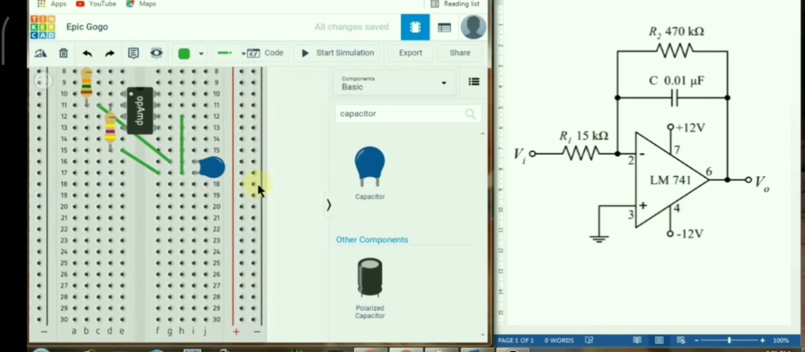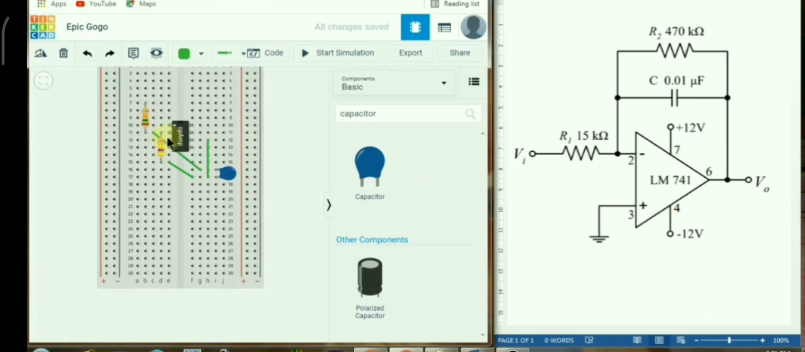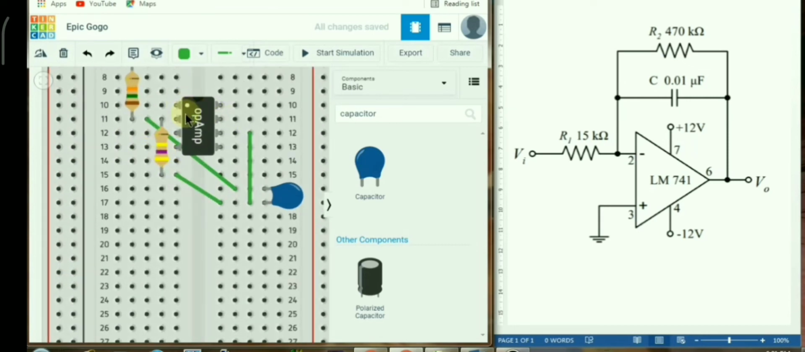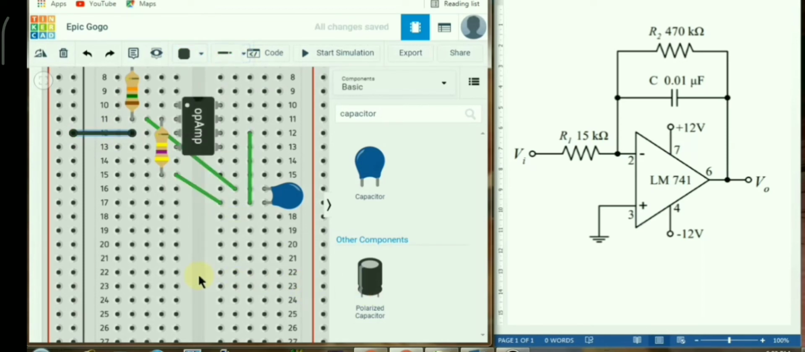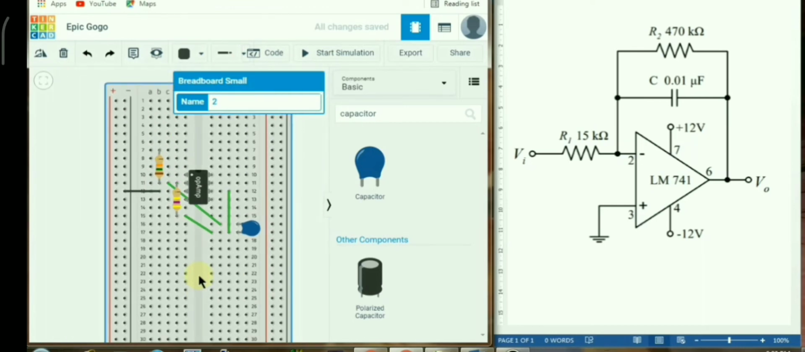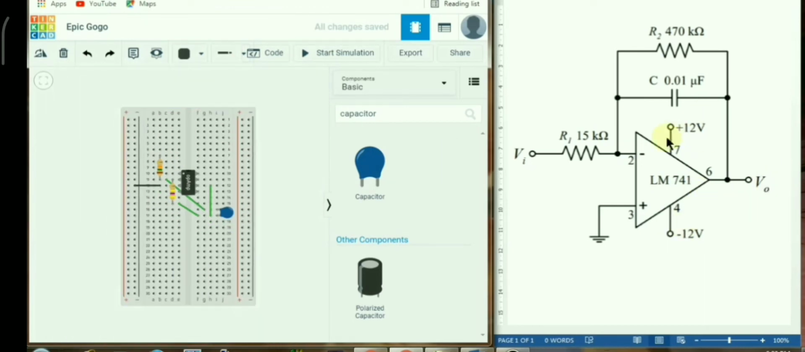Then pin number 3 is grounded. Ground the pin number 3. Change the color to black, since the ground connection is always shown by black color for identification purpose.